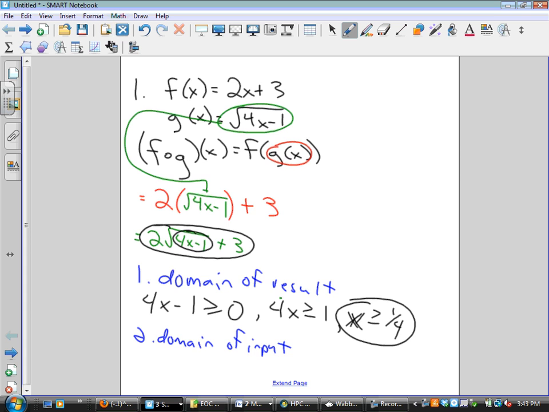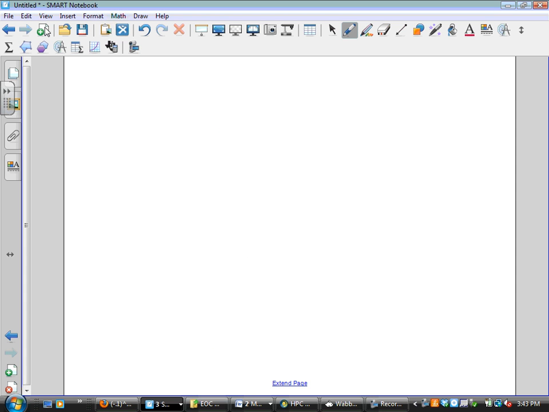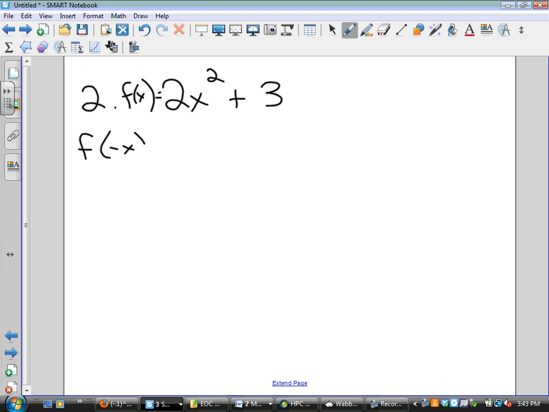Okay, so next problem, number 2, is talking about even and odd functions. There's a couple of ways to look at this, but first let's look at this algebraically. So 2x squared plus 3, that is going to be our function. So f of x is 2x squared plus 3. To figure out if this is even or odd, we need to calculate what is f of negative x, and also what is negative f of x.